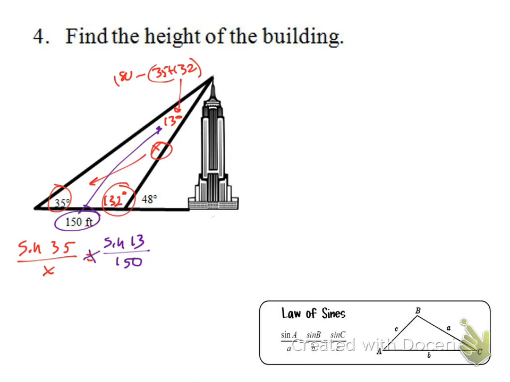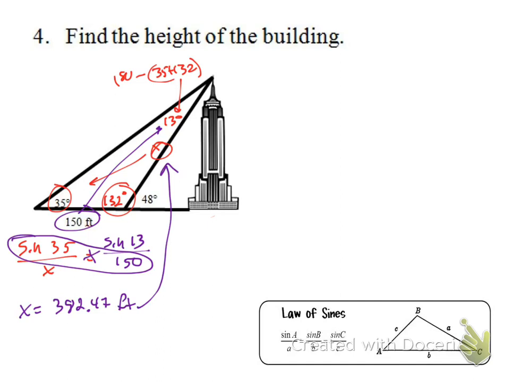Now we cross multiply this. We got to take sine of 35 times 150, and then divide that by the sine of 13 degrees. And we get 382.47 feet. So that becomes your hypotenuse of this right triangle.